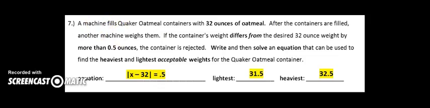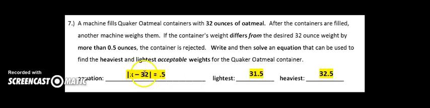Okay, and number 7, a machine fills Quaker oatmeal containers with 32 ounces of oatmeal. After the containers are filled, another machine weighs them. If the container's weight differs from the desired 32-ounce weight by more than half an ounce, or 0.5 ounces, the container is rejected. Write and then solve an equation that could be used to find the heaviest and the lightest acceptable weights for the Quaker oatmeal container.